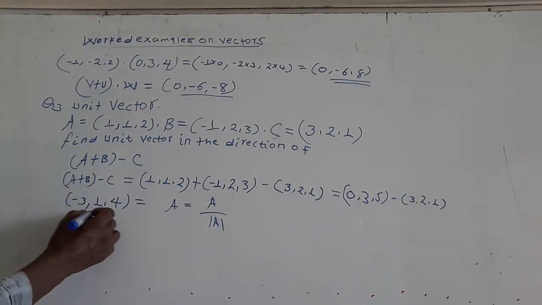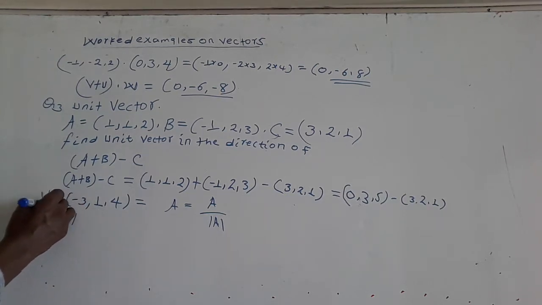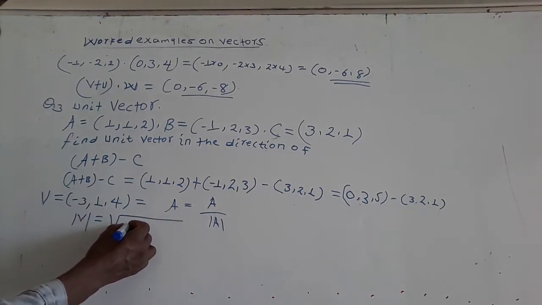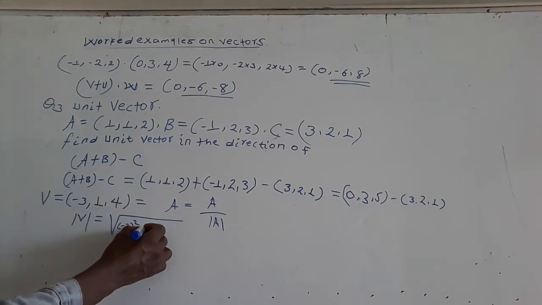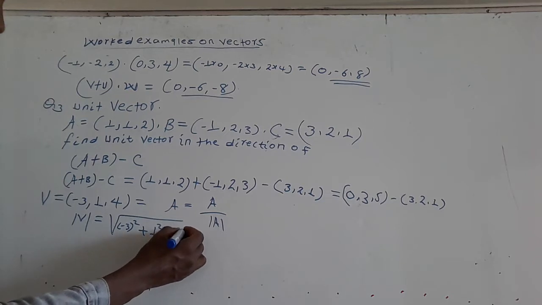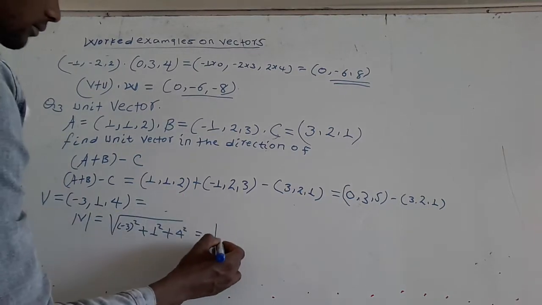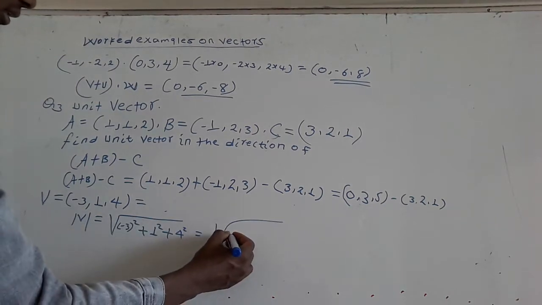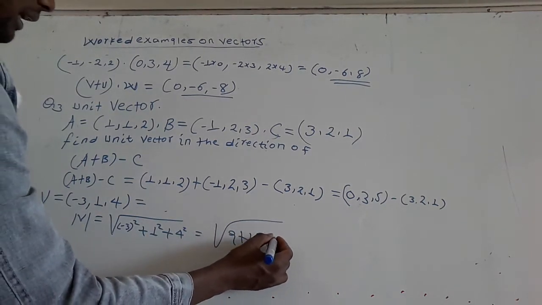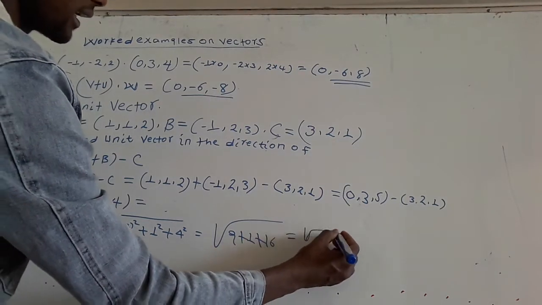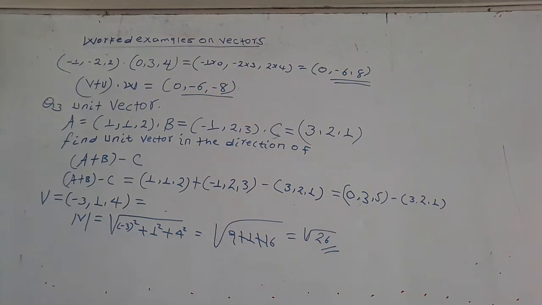Here the magnitude of this vector v equals radical of minus 3 whole square plus 1 square plus 4 square, which equals radical of 9 plus 1 plus 16. This equals radical 26.